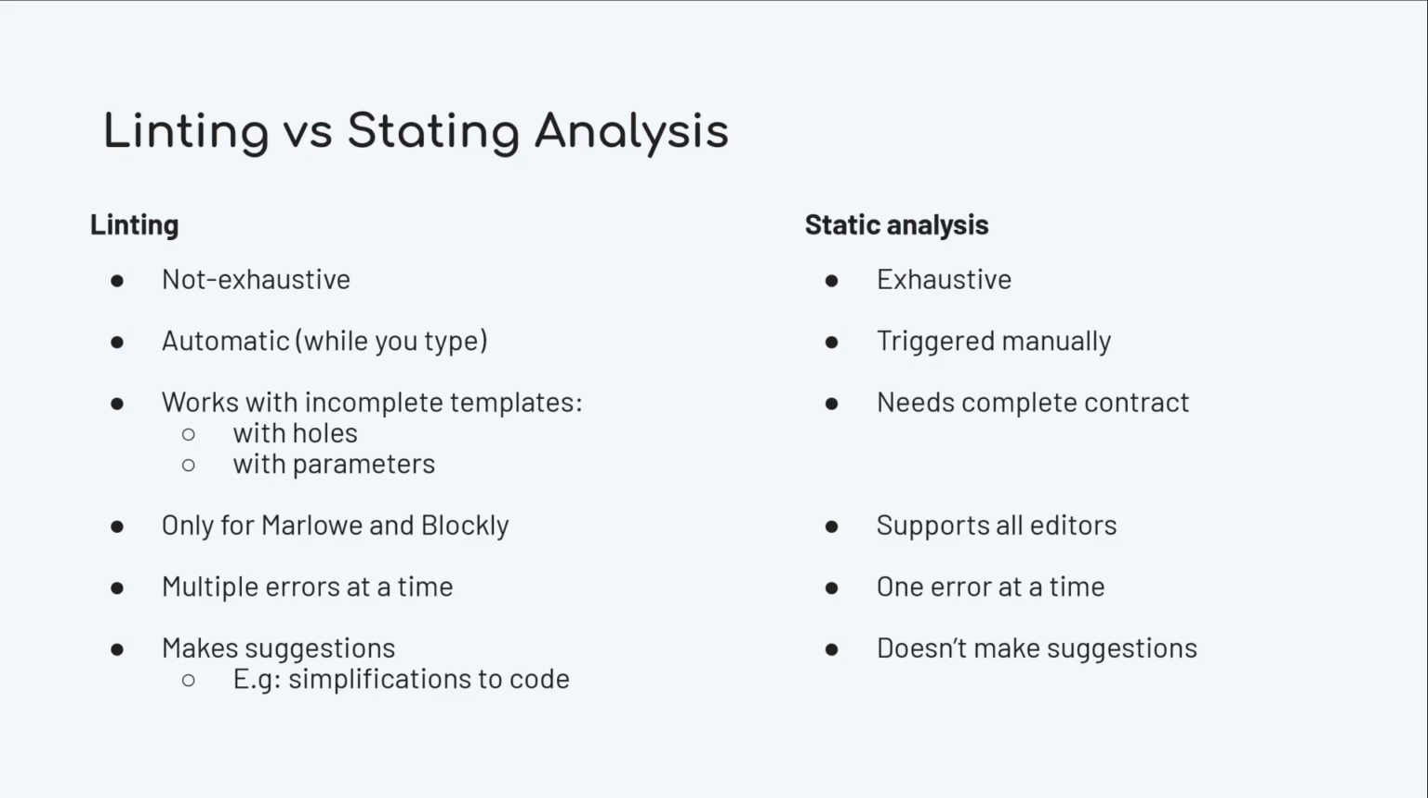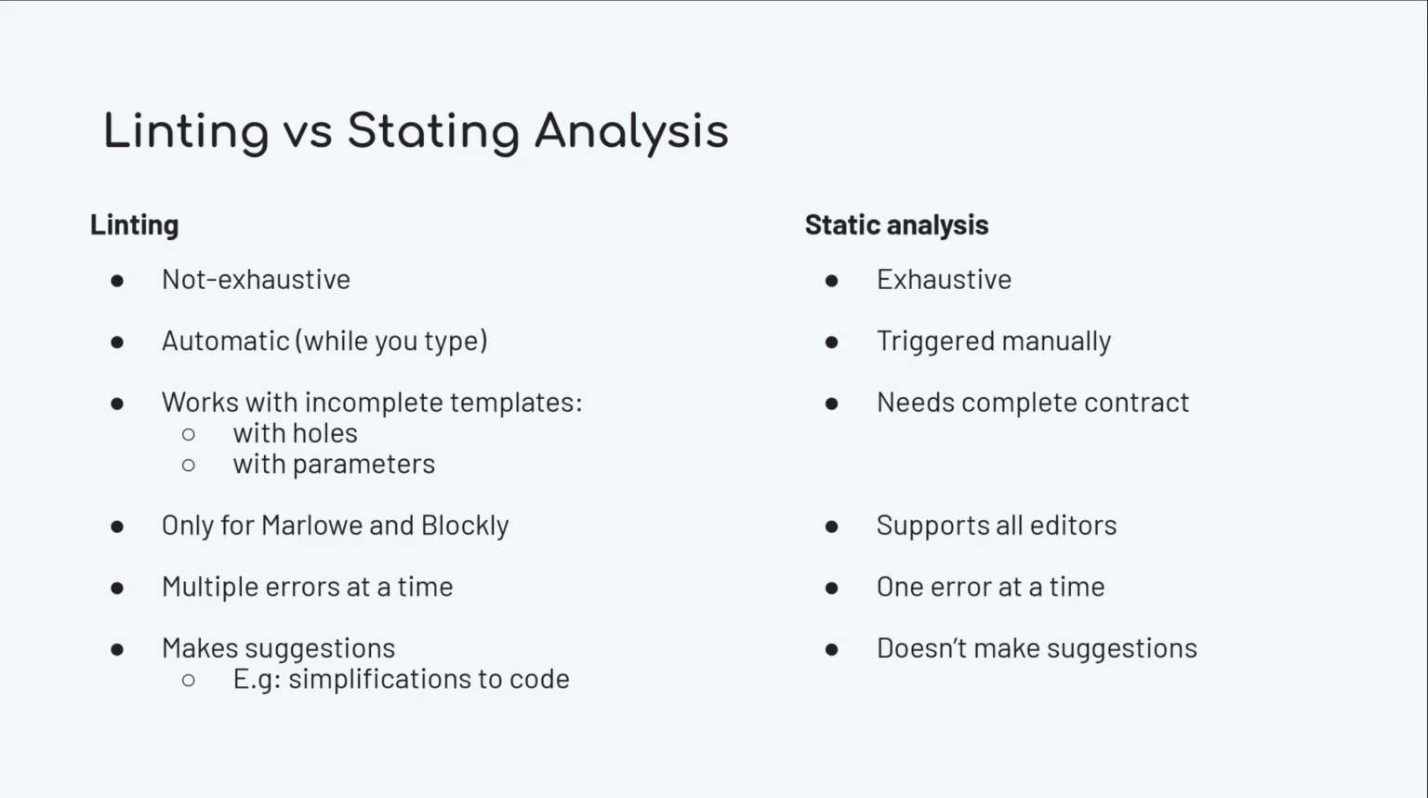In the Marlowe editor, it shows us yellow squiggly lines that appear under the code in the places where there are problems that have been found. Unlike static analysis, linting is able to highlight several problems at the same time, and it can also make some suggestions as ways to simplify the code that you write.